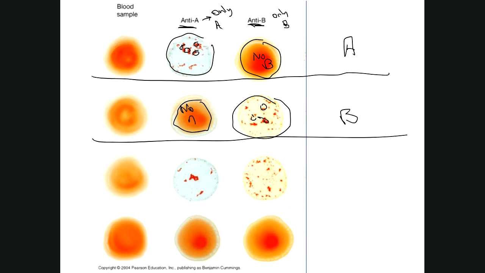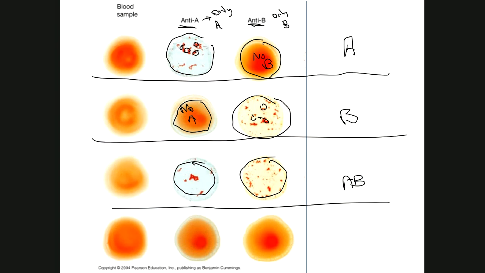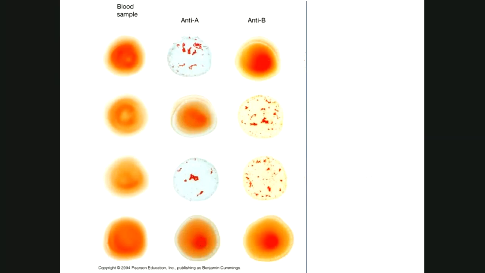What about this person's blood type? It's AB, exactly, because look, we got clumping here, and we got clumping here. So A is present and B is present. And then what is the last one? It's O, because there's no A and there's no B. So it has to be O. And that's exactly right. Does it make sense to everyone?